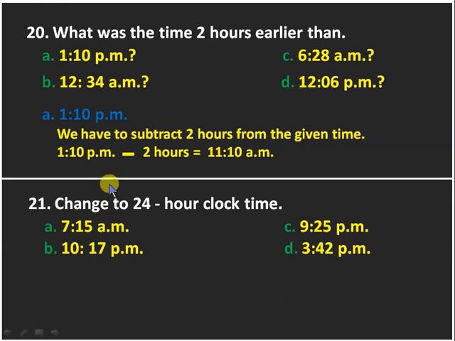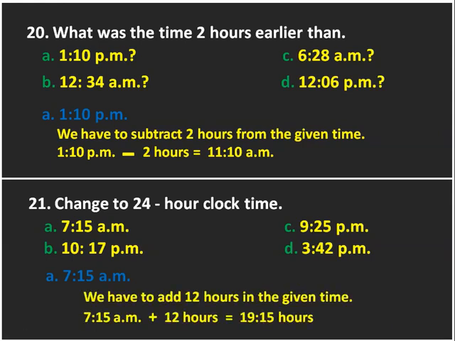Yes. Question number 21. Change to 24-hour clock time. Yes, 7:15 am, 19:25 and 10:17 p.m., 3:42 p.m. Let's see. Yes, 7:15. When you change all these times into 24-hour clock, you have to add 12 hours to the given time. Okay, 7:15, you add 12 hours, you get 19:15 hours.